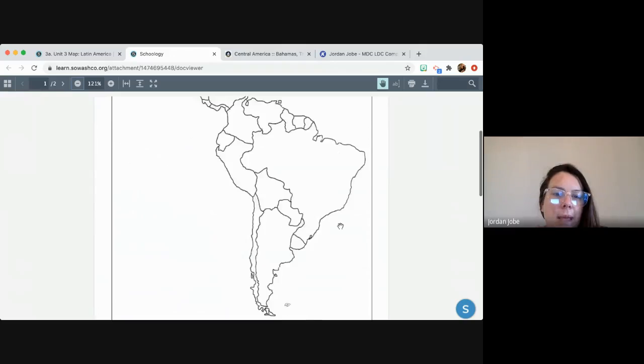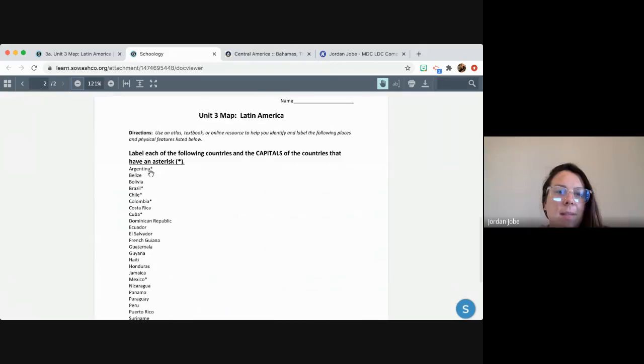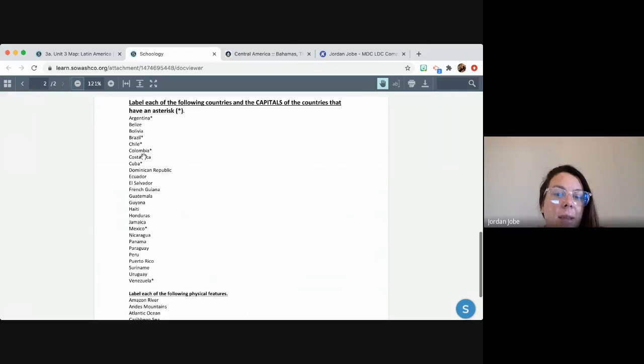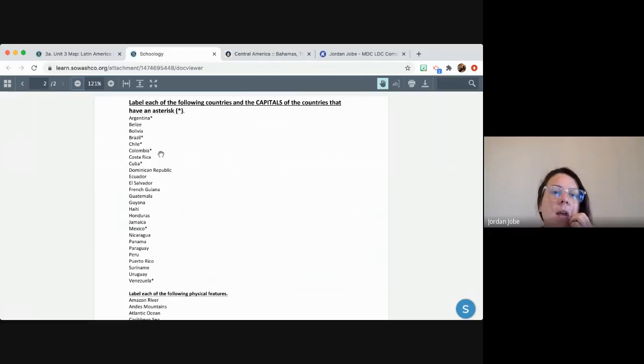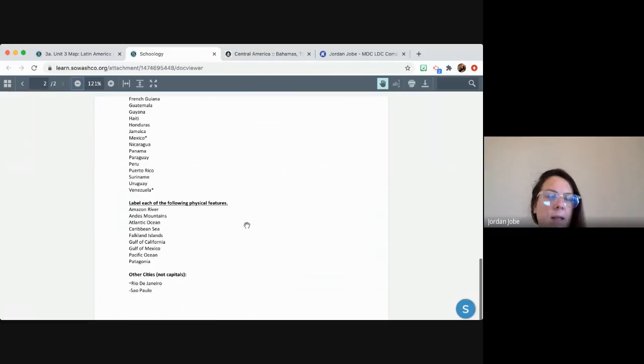Here's your blank map, and your instructions are on the second page. You're going to label all of these countries, and every country that has an asterisk next to it, you need to label the capital of that country too. So you need the capital of Argentina, Brazil, Chile, Colombia, Cuba, Mexico, and Venezuela. Then you have physical features and 2 other cities to label and identify as well.